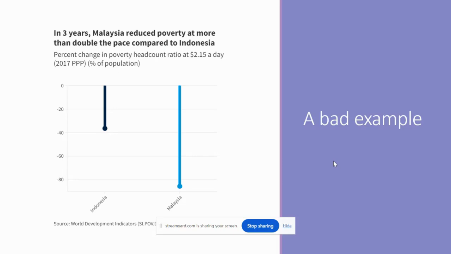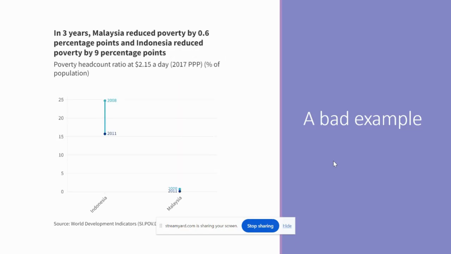This chart shows in 3 years, Malaysia reduced poverty at more than double the pace compared to Indonesia. You will see that the Indonesia line drops to close to 37%, and the Malaysia one drops to like 85%. So Malaysia was actually able to reduce its poverty by 85% in 3 years. Now, that's a pretty staggering number unless you see this chart, which shows that Malaysia reduced poverty by 0.6 percentage points and Indonesia reduced poverty by 9 percentage points.